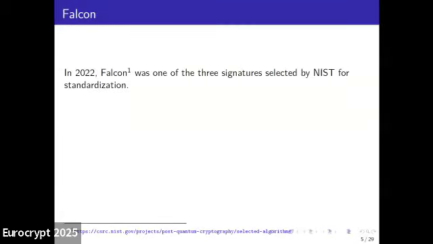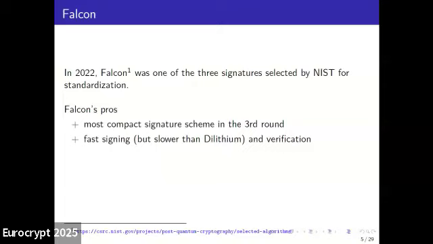Falcon was one of the 3 post-quantum signatures selected by NIST for standardization in 2022. Falcon has a lot of advantages. It's the most compact signature scheme in the 3rd round of the NIST standardization process. So it has fast signing and verification. Falcon is a lattice-based hash-and-sign signature scheme.